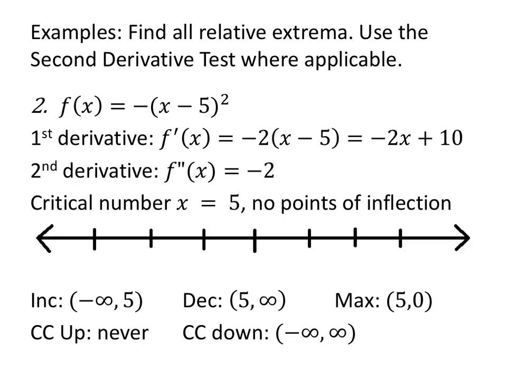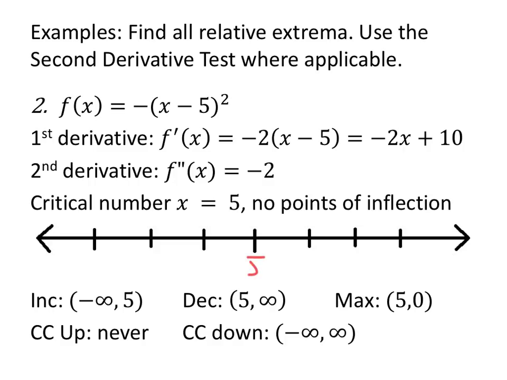Let's do another one. Negative, parentheses, x minus 5, all squared. My first derivative, I'm going to bring down the 2. Negative 2 times x minus 5. And if I wanted to, I could distribute that, call it negative 2x plus 10. Because my second derivative is going to be negative 2. A critical number only occurs when x equals 5. No points of inflection. Second derivative is always defined, but never 0. So a critical number of 5.